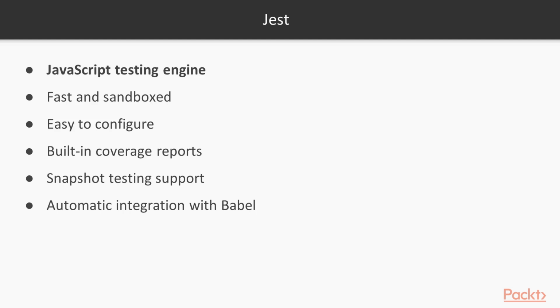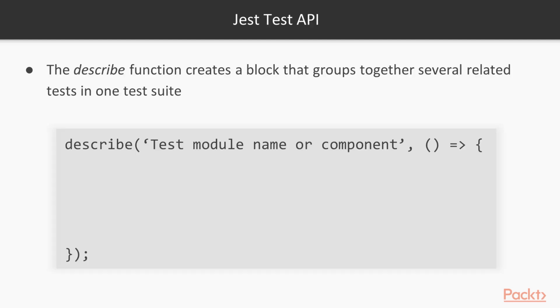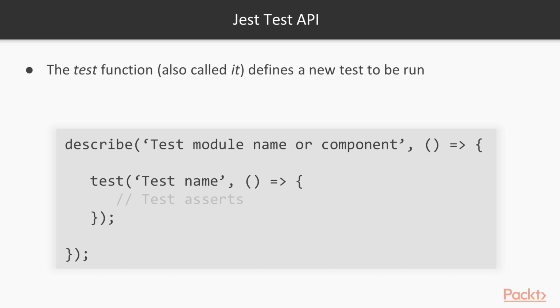Before jumping to our code editor, let's discuss a little bit the Jest API. The describe function creates a block that groups together several related tests. I typically create one file per component and wrap that file with a describe function. What I'm saying there is that all the tests that are going to be inside the describe function are related to the same component. Then we have the test function, of course, also called it, that defines a new test to be run. This is the most important function in the Jest API.